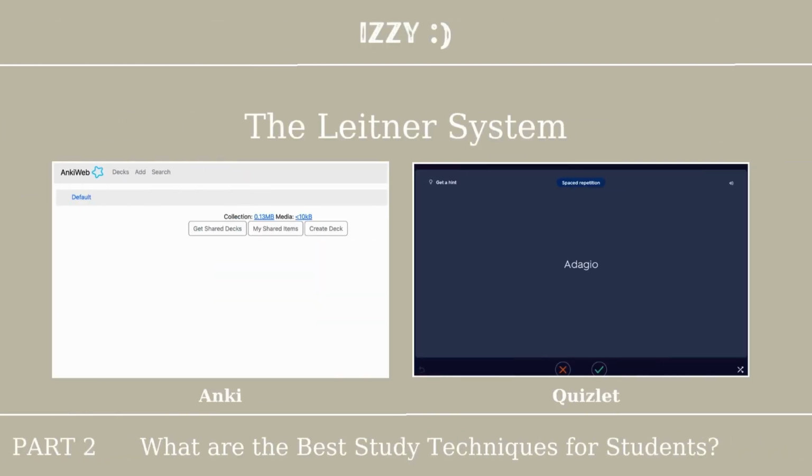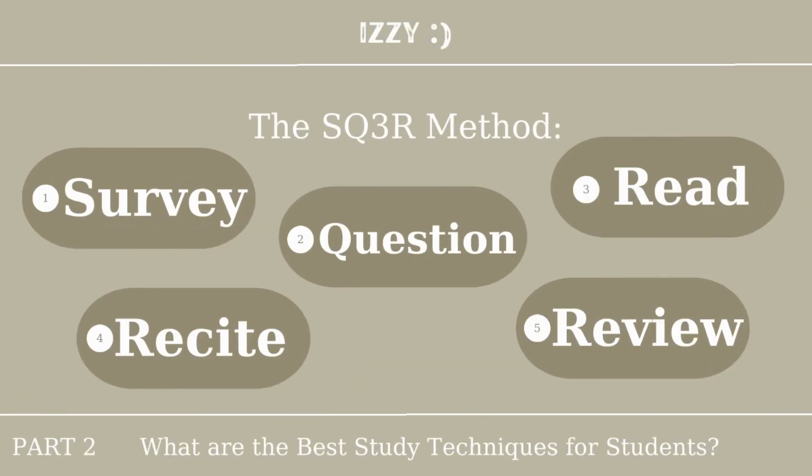There are also many online apps that can aid you in using the Leitner system, such as Anki, Quizlet, and more. The SQ3R method is a reading comprehension technique consisting of 5 steps: survey, question, read, recite, and review. Survey. Instead of reading your textbook, take notes of headings and key features.